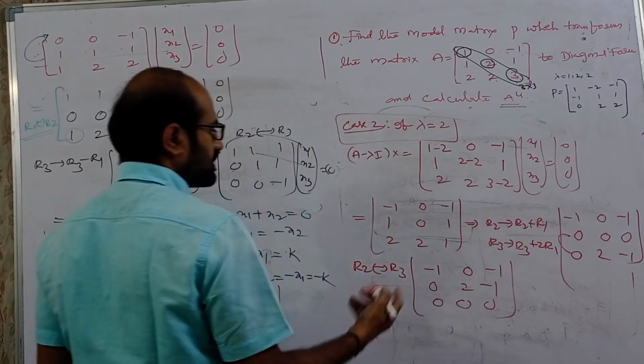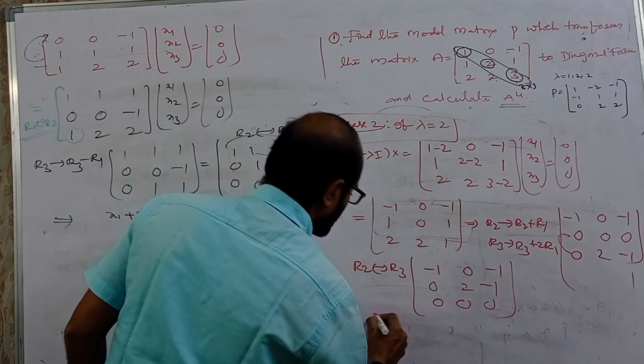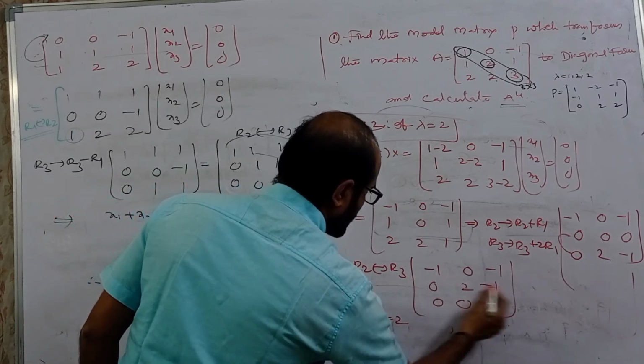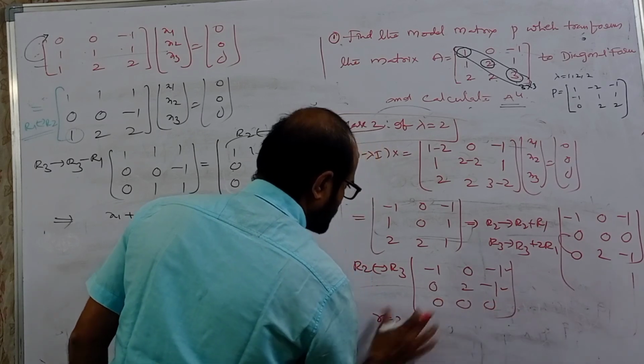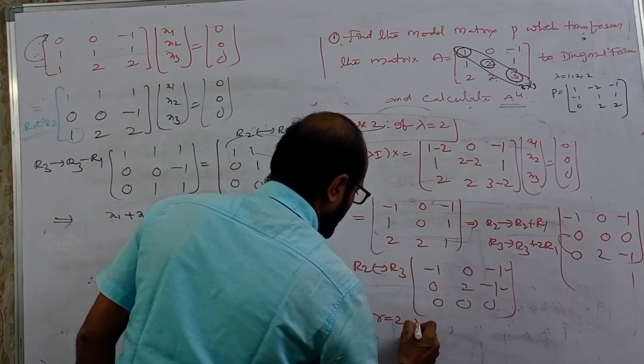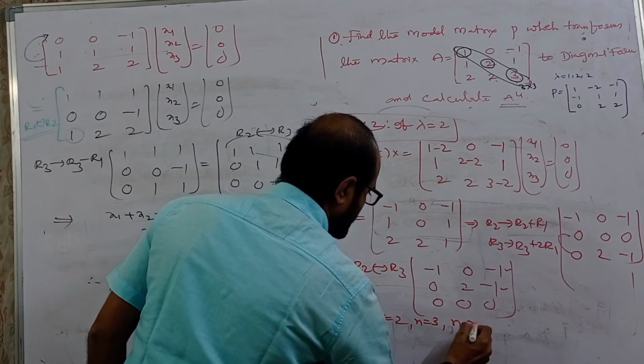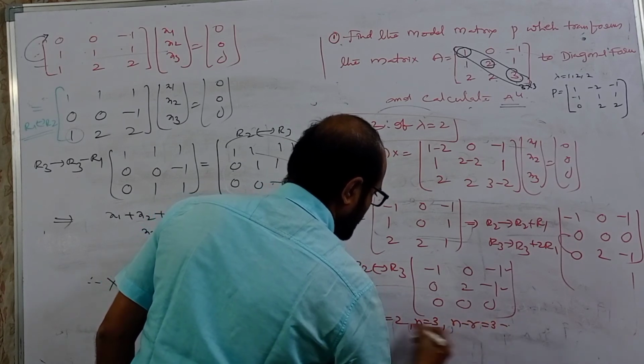Now rank is 2 here, n minus r variables. So rank is 2, two non-zero rows: this is non-zero, this is non-zero. This is a 0 row, so don't count. Our rank is only the non-zero rows, 2. The n value is 3, so n minus r is 3 minus 2, rank is 2.